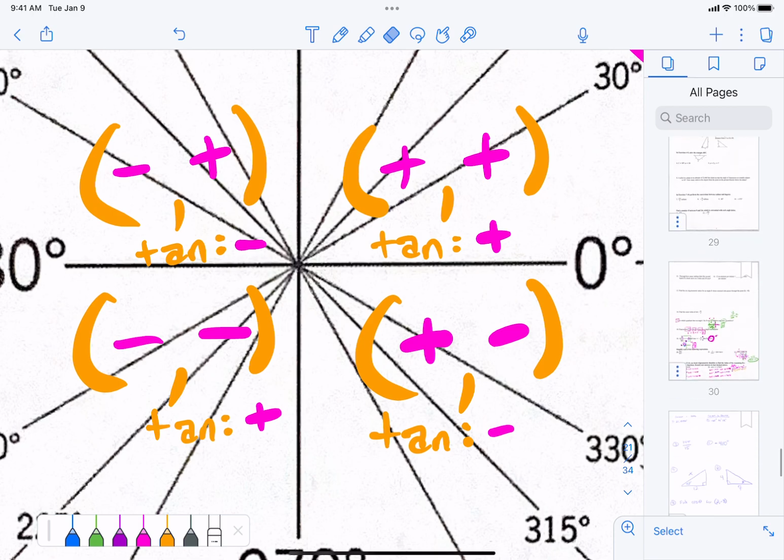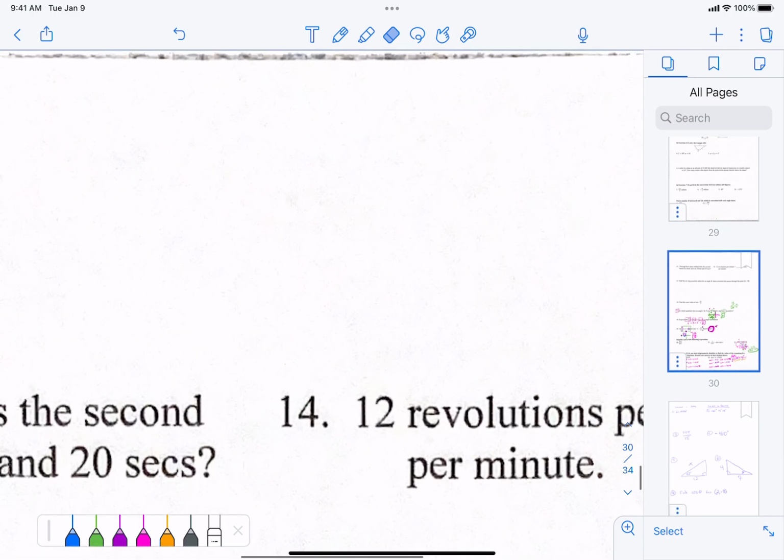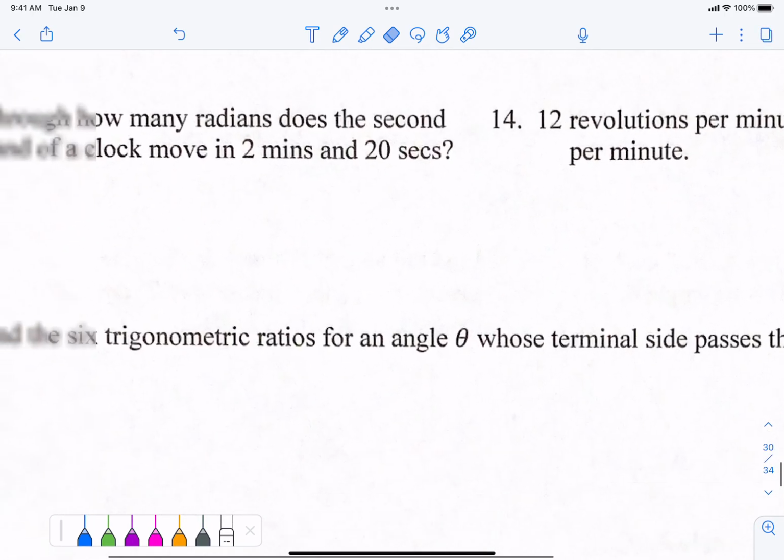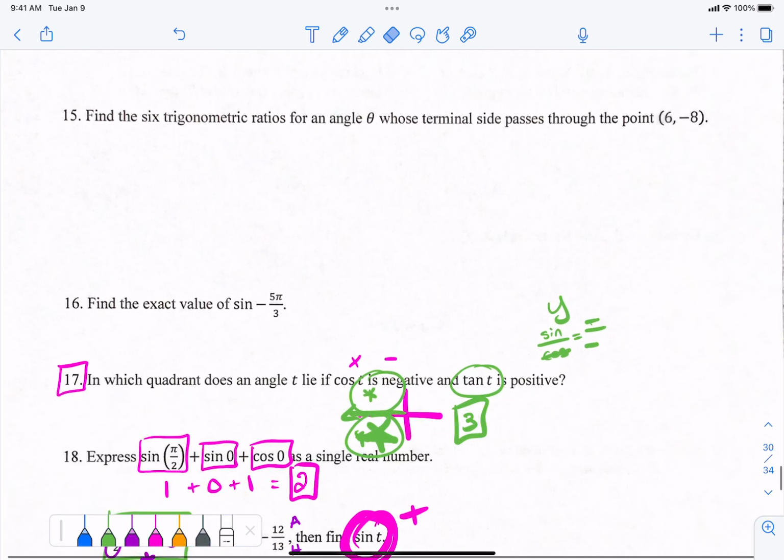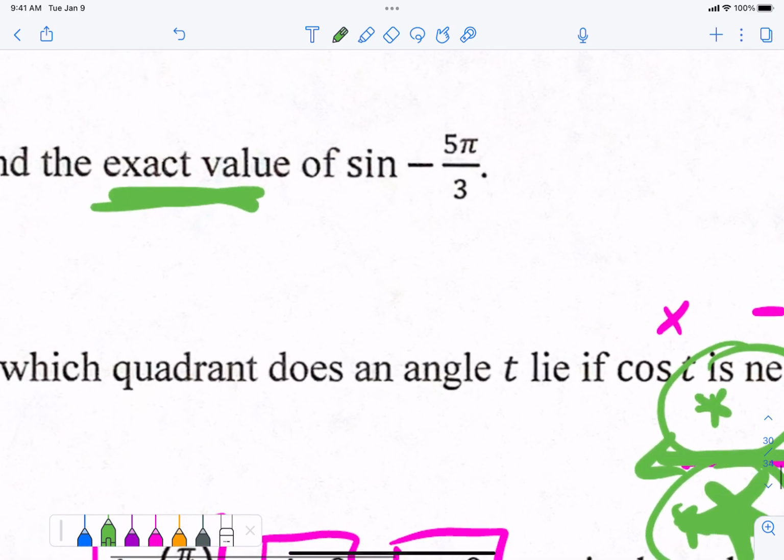Okay, let's do a couple more and then we will maybe quit. Find the exact value of sine of negative 5 pi over 3. When I say exact value, that means no decimals. So what do I do if I can't have decimals? Look on the chart, look on your unit circle. Do you have a negative 5 pi over 3 on your unit circle? What are we looking?